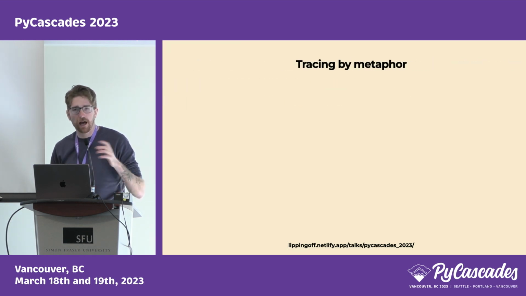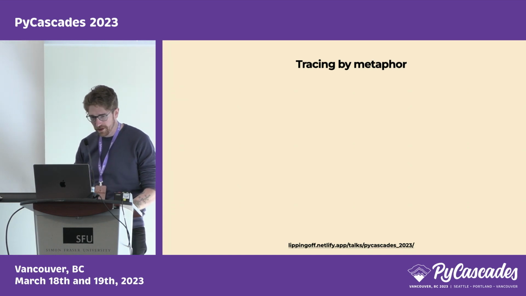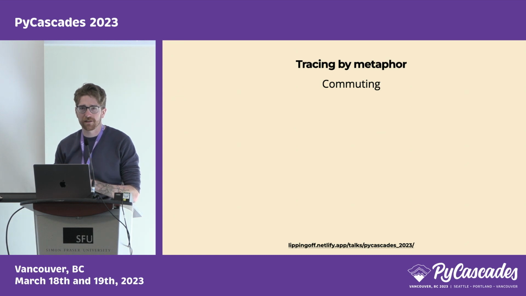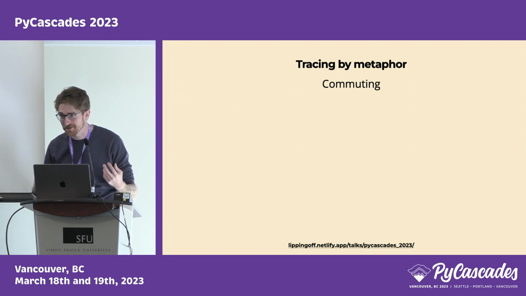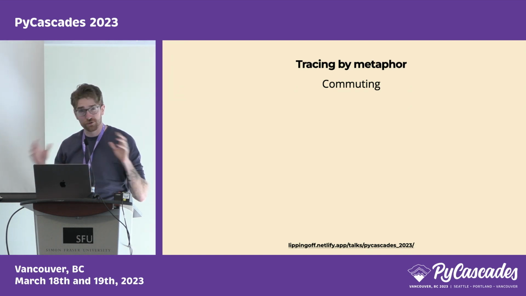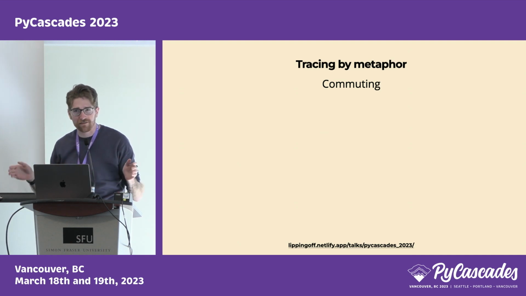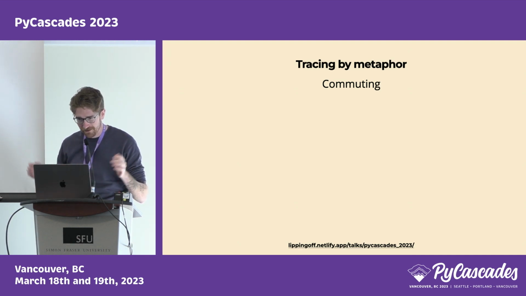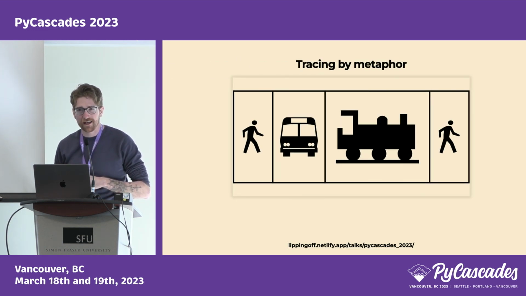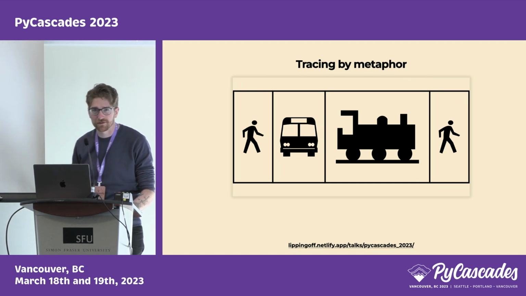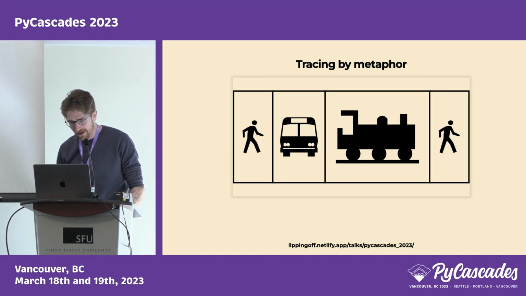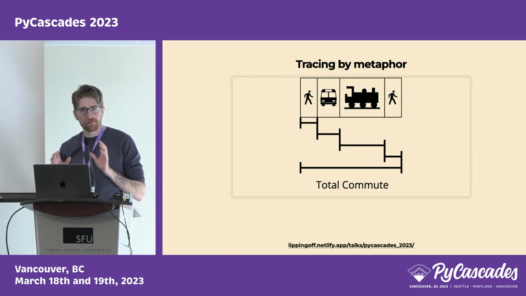Let's motivate how this works and the vocabulary for tracing with a quick metaphor. I think a useful metaphor here is commuting. It's something we all have done, used to do, maybe we still do. You have a trip, you are a person traveling through a system, and that system is transit. So your trip has different components, different legs. You might be walking for a little bit, taking a bus to a train, walking a little bit more. These separate components, taken together, comprise your total commute.